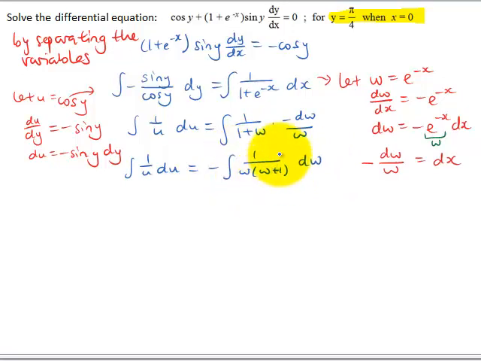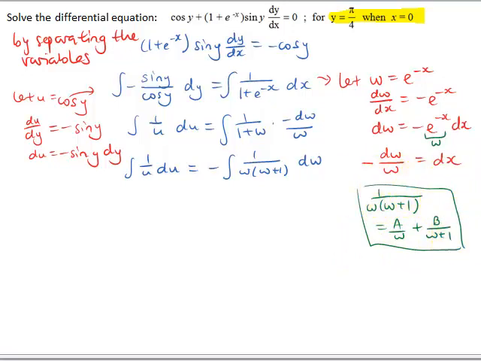So to integrate this, I'm going to do partial fractions on this term. I'm going to leave it to you, but I'll just start for you. You can do partial fractions on this term by letting it be a over w plus b over w plus 1. So you can find your a and your b. You can do this on your own. But let me assume that I've already found it. I found that a is 1 and b is negative 1.